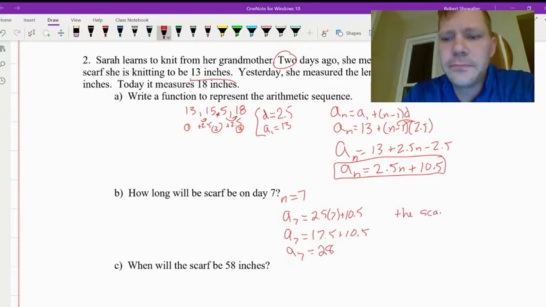The scarf will be 28 inches long after the 7th day.